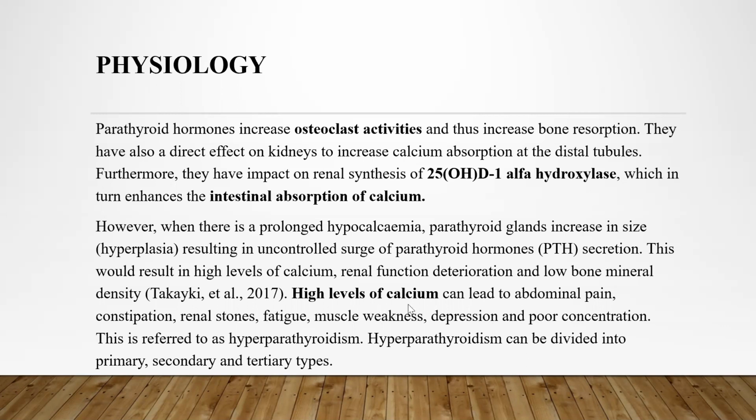And sometimes primary hyperparathyroidism can present without symptoms at all. So it could be just an incidental finding of high calcium, and then the GP will do the workup and find this primary hyperparathyroidism. And as you know, hyperparathyroidism is divided into 3 subtypes. So we have primary, secondary, and tertiary.